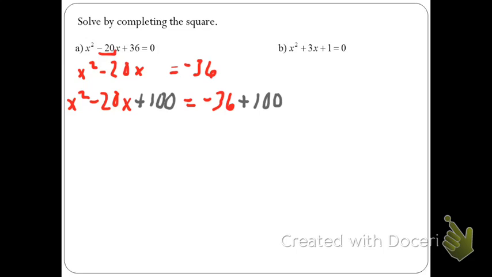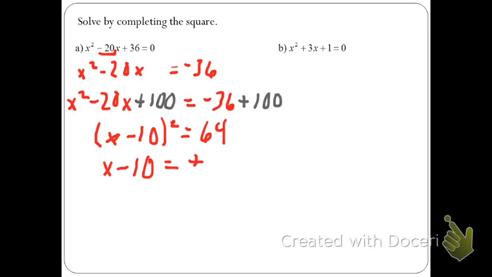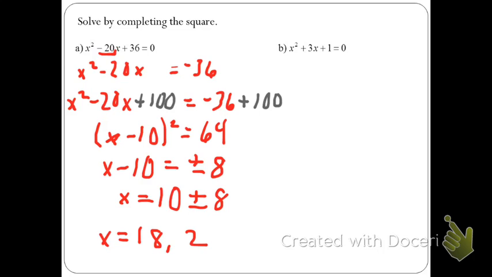And now I have that scenario where I've got a binomial squared, because I can write this as x minus 10 squared on the left side of the equation equals 64. And then I can take the square root of both sides to solve. Alright, and so when we get to x equals 10 plus or minus 8, well, 10 plus 8 is 18, so that's one solution. 10 minus 8 is 2, that's the other solution. Try solving part B on your own right now. It will involve fractions. That's not a problem though.